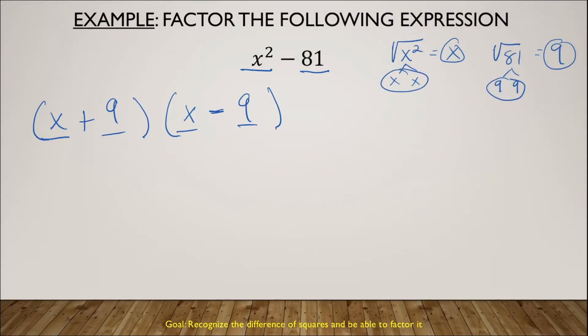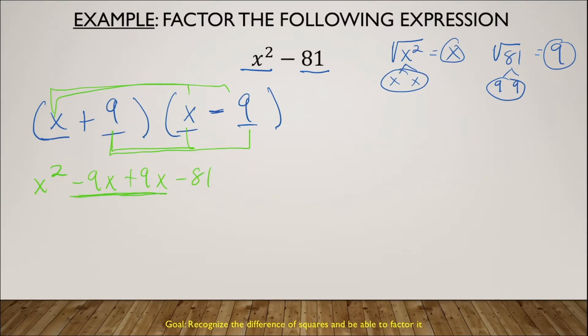Okay, so we're gonna just distribute this. X times x gives me x squared. X times a negative 9 is negative 9x. 9 times x is a positive 9x. 9 times a negative 9 is a negative 81. When we combine like terms, we notice that these middle terms are going to cancel out. So I just have x squared minus 81. We're good. We did it correctly.